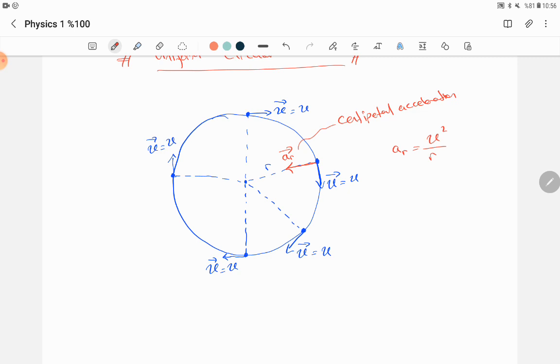Here v is the linear velocity, r is the radius, and a_c is the centripetal acceleration. Centripetal acceleration is also a vector. That's important.